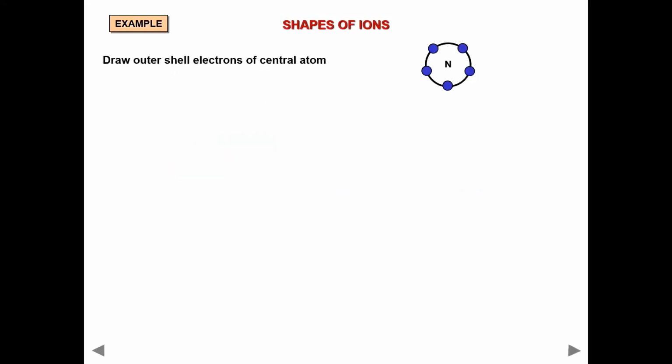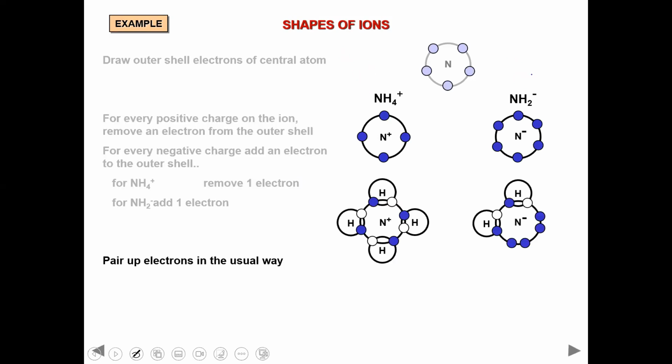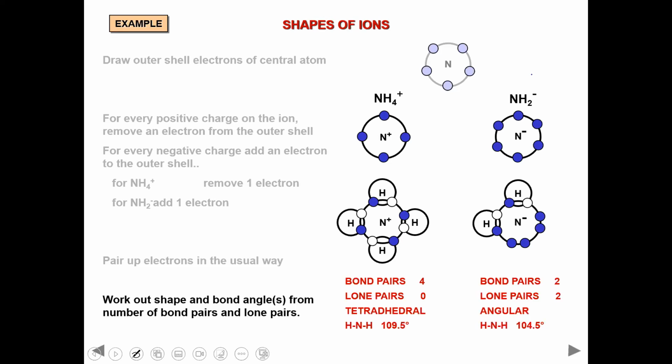Now, there are different examples. For example, I draw outermost shell of the central atom, NH4 plus and NH2 plus. These are the 2 ions. You can see in NH4 plus, there are 4 electrons in the outermost shell, while in NH2 plus, you can count 6 electrons. So when you make a bond and when you make an ion, the difference is there. So you always count bond pairs, lone pairs, and then you make a suggestion for the shape.